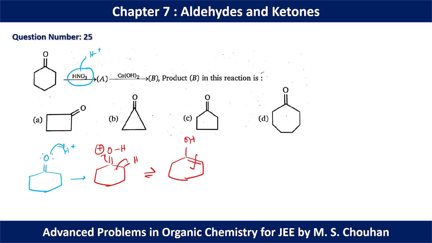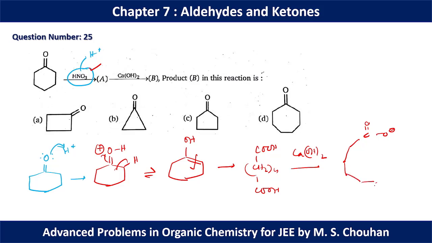Now the double bond can be oxidized because nitric acid is also an oxidizing agent, so we can have this kind of acid, which is known as adipic acid. Now, in the presence of calcium hydroxide we can have a salt like this, CH2, again another CH2, another CH2, another CH2, again C double bond O minus along with Ca2 plus. So we have 4 CH2 here, CH2 1 2 3 4.